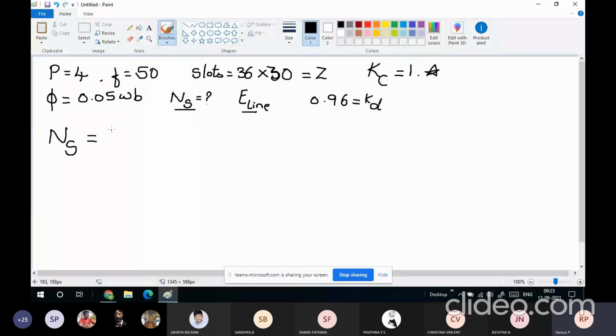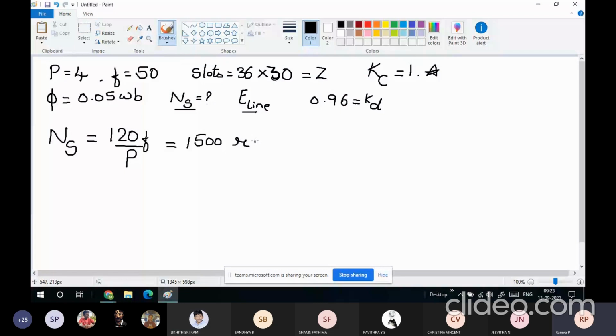Can we just calculate and tell me the value for Ns now? 120 F by P: 1500. Yes, it is 1500. The unit is RPM, revolutions per minute. So Ns is 1500.